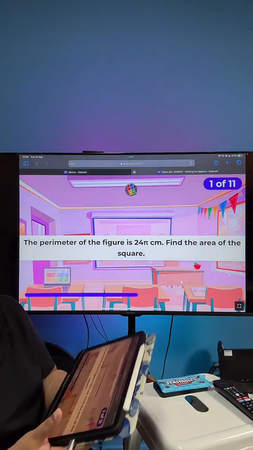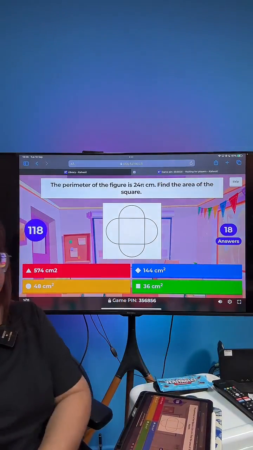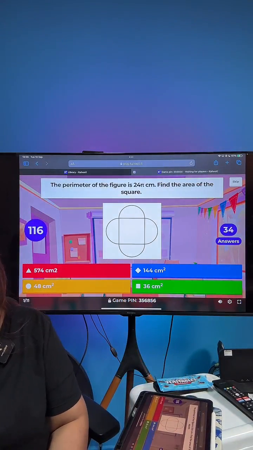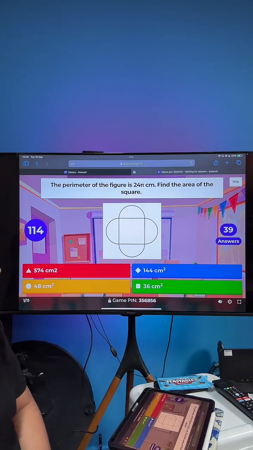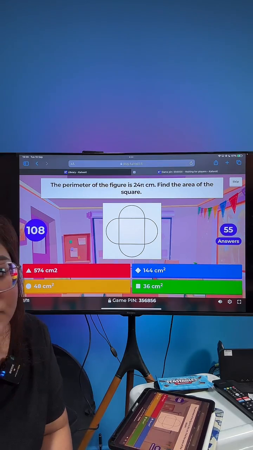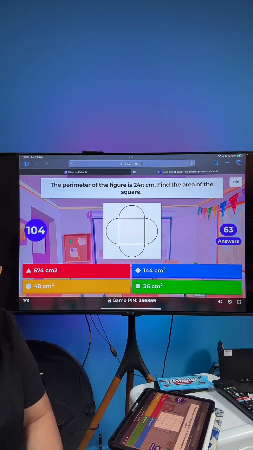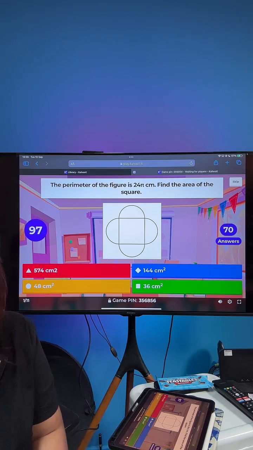All right, let's take a look at question number 1. This came out in Temasek Prelim paper. The perimeter of the figure is 24 pi cm. Find the area of the square. How do we do this? Find the area of the square. Right now, I have the perimeter as 24 pi. Hadi, good job.